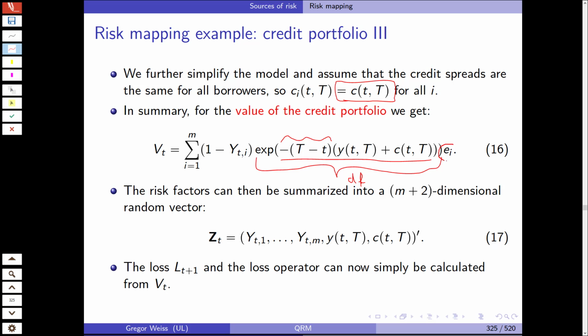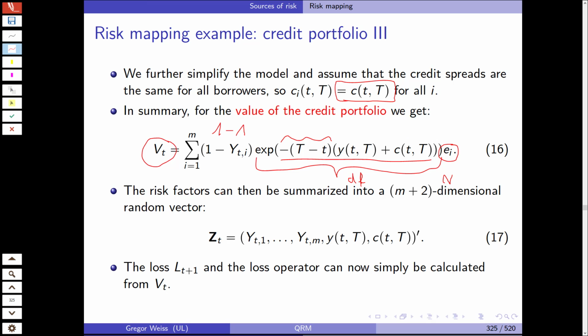This is the exposure. That's the notional, the amount of money we've given out in a loan. And why do we need to include 1 minus the default indicator? Because the value is obviously 0, so it's 1 minus 1, if the loan has defaulted. So any loan that has defaulted will enter the value V_T with 0. In the other case, we'll simply have 1 minus 0, so 1, times the discounted, the present value of this loan.